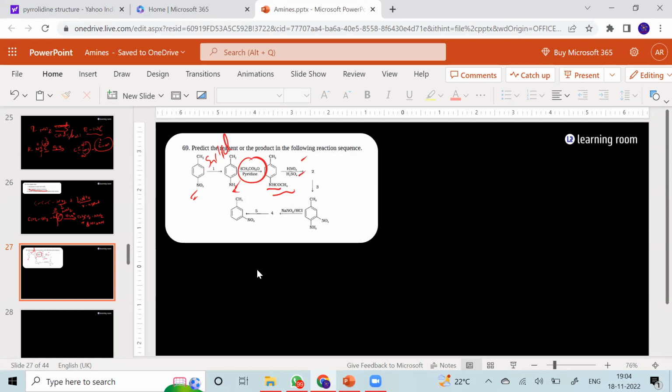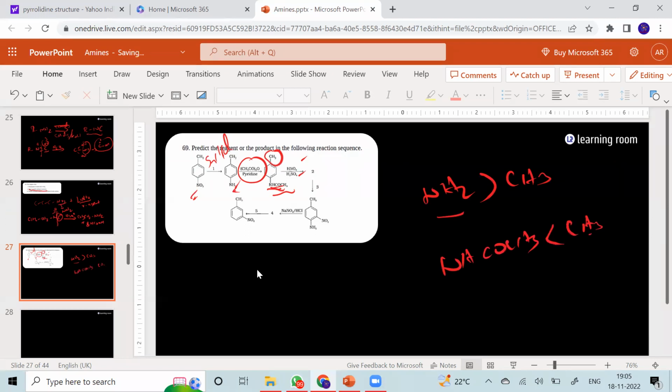Now I understand that NH2 is going to be more activating than CH3, because if I compare NH2's activating power with CH3's activating power, definitely NH2 is going to be more activating. But if I compare NHCOCH3 with CH3, definitely CH3 is going to be a better activating group. So based on that, you will decide. Definitely this is an ortho-para-directing group, and this is nitration. So you will get CH3 here, and NHCOCH3 here, and obviously the para position is already occupied, so nothing you can do. But in the ortho position, you're going to get NO2.